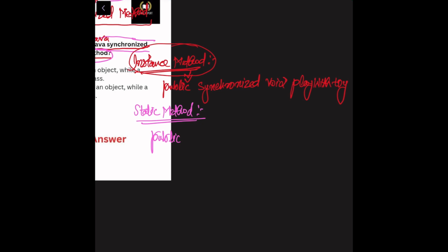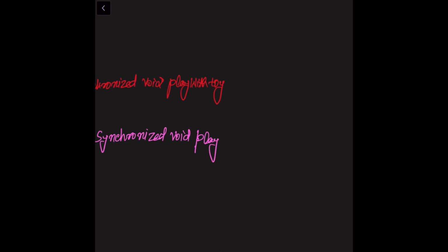Don't worry, we will do all these practical things in our upcoming lectures, but here my focus is to let you understand the question and, in minimum time, choose the right option. Public static synchronized void play with any toy. This is the block, and inside this block you can write all your code.